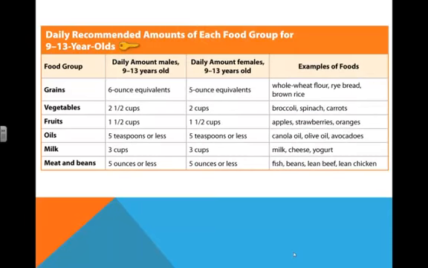Here, if you look at your age group, this chart is in your book. It's going to show you what the daily amounts are for males and females at your age level from 9 years old to 13. So you can look at the different categories here in the food groups and how many you need each day. And they give you some examples of the foods where you can find, like, what are grains and what kind of vegetables.